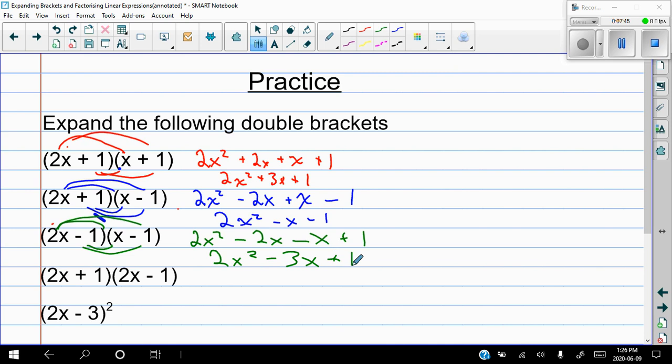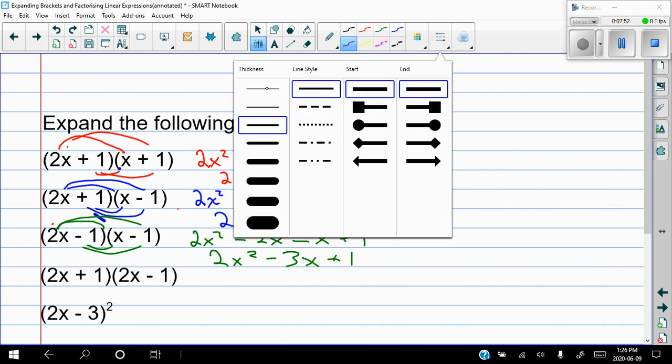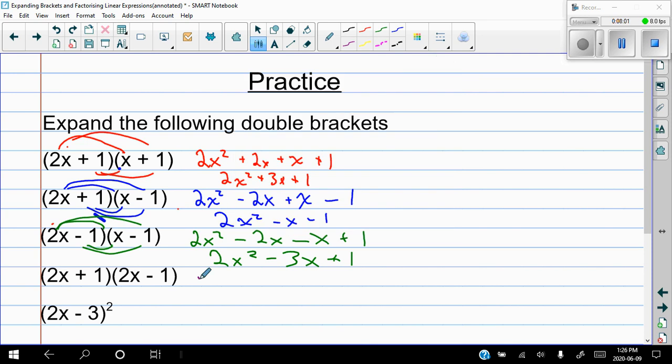Moving on to the fourth one. If you notice, it's one of those ones where we have a case of the positive and a case of the negative. So see if you can see a little trick when you're doing these ones. If you haven't seen it already, I'll explain it after.